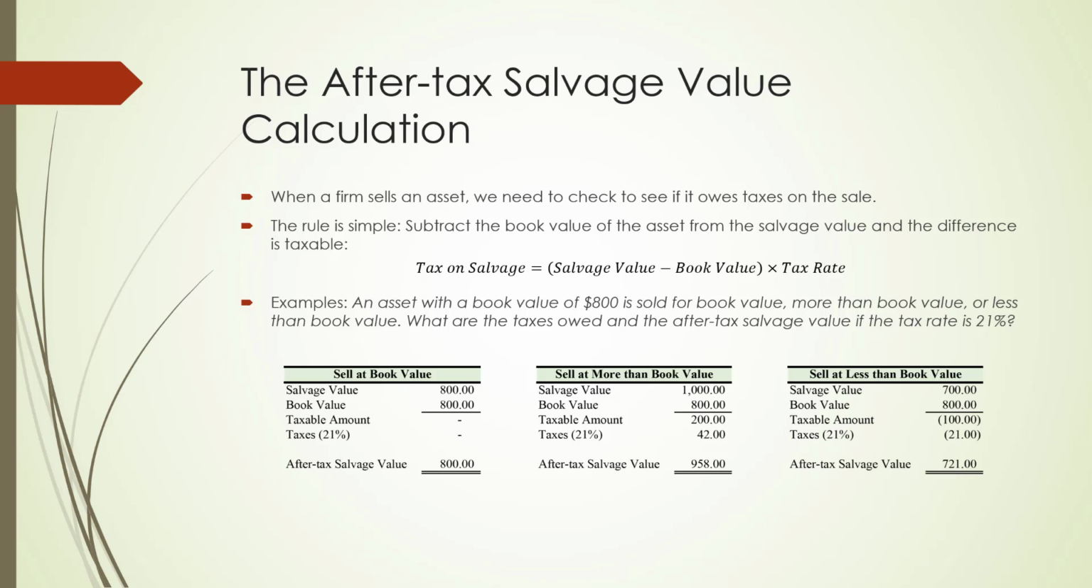If we sell the asset for less than the book value, say $700, then our taxable amount would be $700 minus $800, which is negative $100. Multiply that by the tax rate of 21%, and we get a tax refund, in a sense, of $21. So our after-tax salvage value is $700 minus negative $21, which is $721.